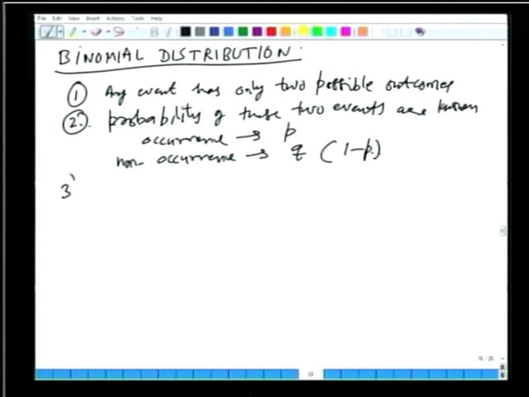Third one is that the two events are what? Are independent of each other.